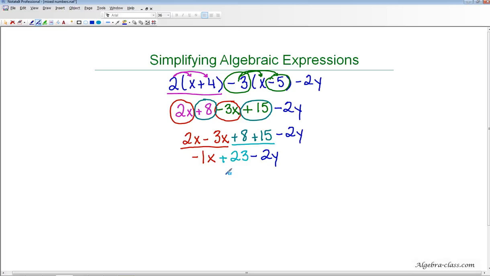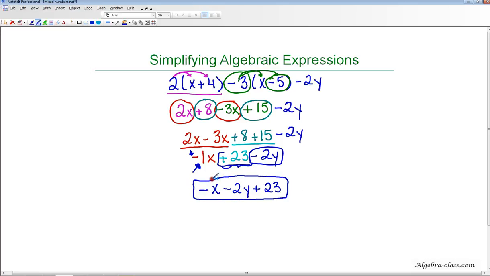Now I'm just going to rewrite it. Typically you want your constants to come last. And since I have 1 here as a coefficient, I don't need it. I do need the negative sign, but I don't need the 1. So I'm going to rewrite this as -x minus 2y plus 23. Notice when I rewrote it, I took the sign in front when I moved it over next to the x. Same here, I took the plus with the 23. So you have to keep the signs and their terms together in order to end up with the correct answer.